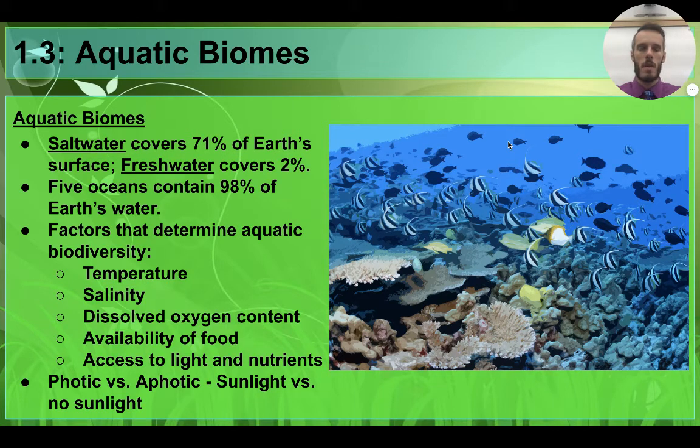Okay, so just a little bit of facts here. Saltwater covers 71% of Earth's surface, whether those are oceans or saltwater seas. Freshwater only covers about 2%, so that includes large lakes, rivers, streams, etc. Wetlands too. There are 5 oceans. They contain 98% of Earth's water. So, a very large proportion of Earth's water is salt water.